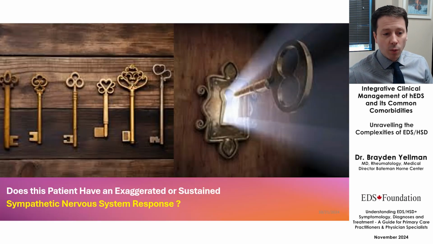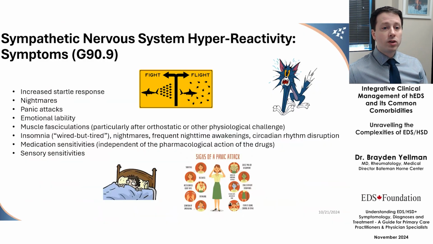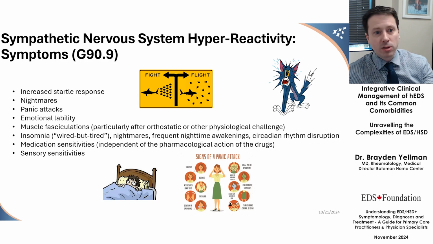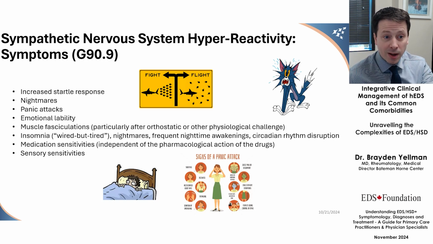All right, does a patient have an exaggerated or sustained sympathetic nervous system response? So what would that be, right? What would patients look like with that? Well, they'll have an increased startle response, maybe nightmares, maybe panic attacks, and they'll often say, I'm not in cognitive distress. I don't know why my body is having a panic attack. Definitely ask the question in that way.